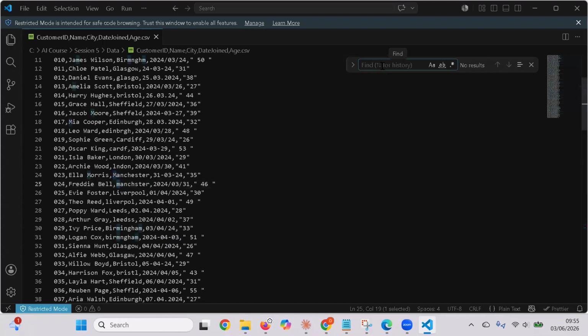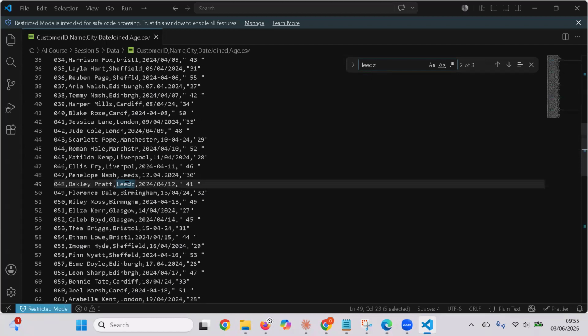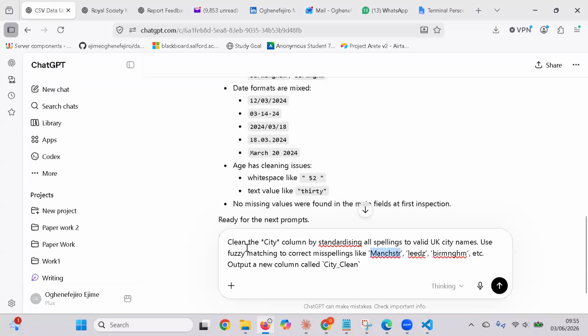Again, look at Leeds. If I put a Z, look at this also. This is not really okay. That's why we need to standardize the city names. How do we do that? If we go back to our prompt, look at it: clean the city column, this is the city column, by standardizing all spellings to valid UK city names.